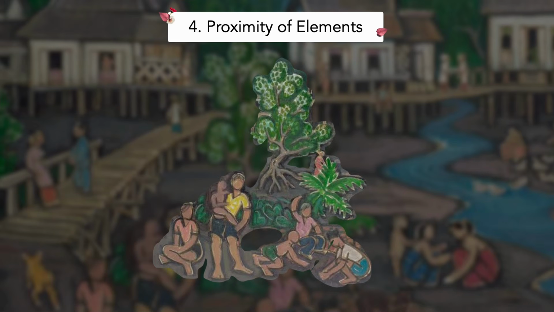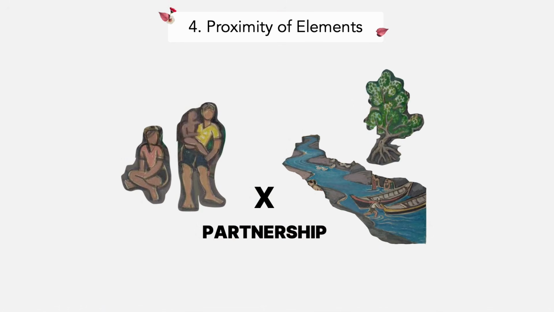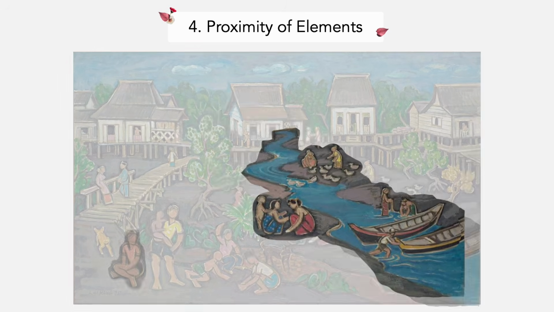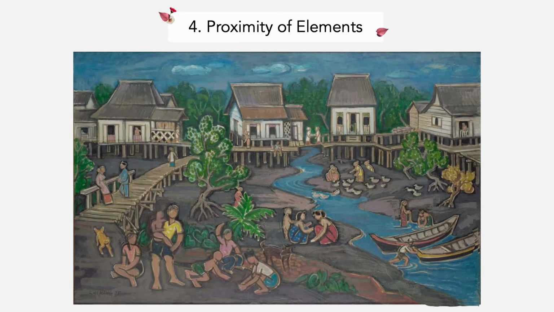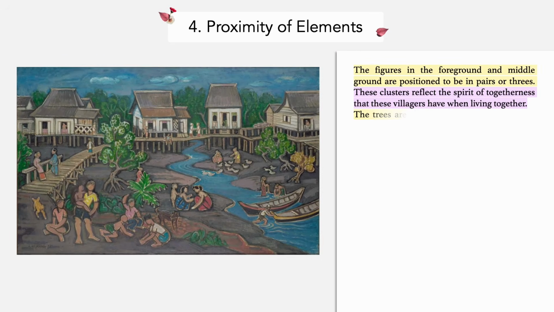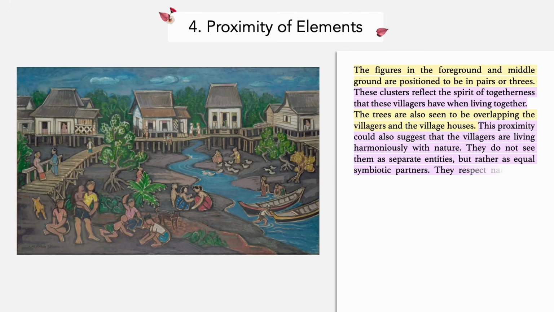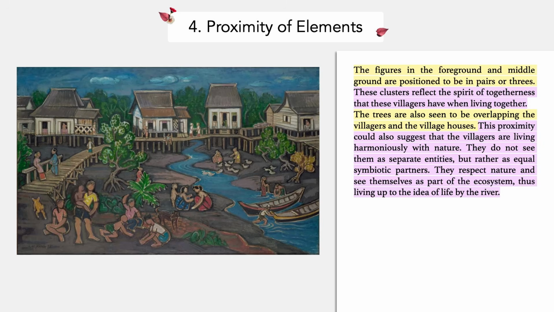I also noticed that the trees are either overlapping the figures, or the village houses. This close proximity could also suggest that the villagers are living harmoniously with nature. They do not see man and nature as separate entities, but rather as equal symbiotic partners. They respect nature, and see themselves as part of the ecosystem, thus living up to the idea of life by the river. How do we write all of this down in a paragraph? It may look something like this.